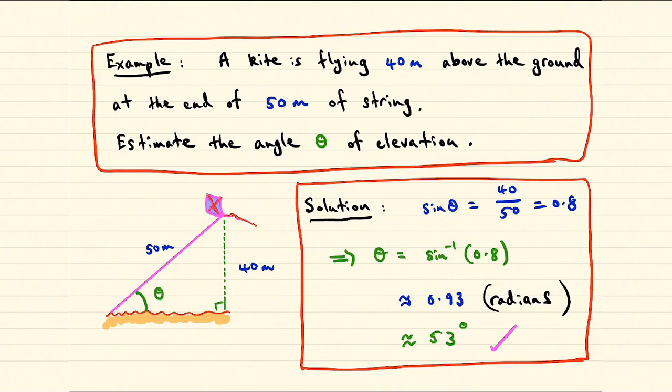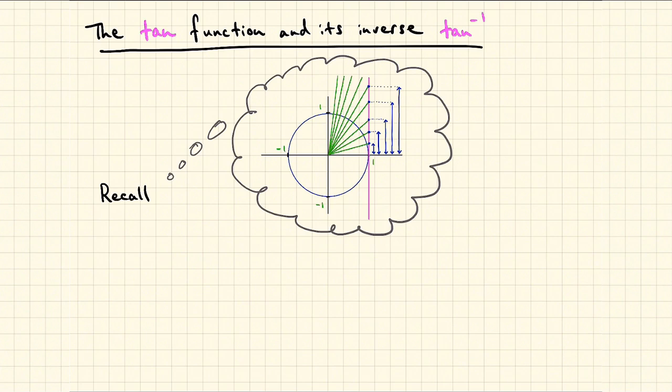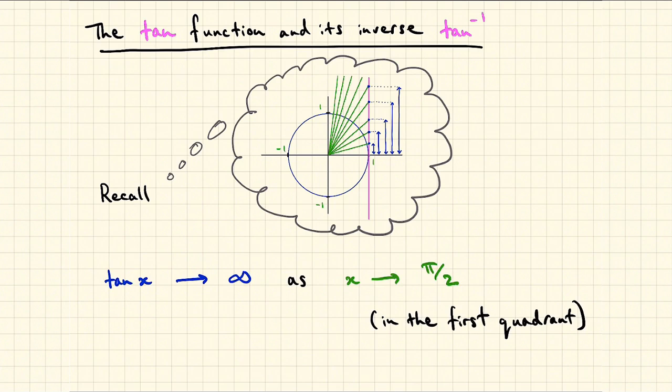The analysis for inverting the fragment of the cosine curve is similar and explained in the notes. I'd like to spend the remaining time discussing the inverse tan function, which plays a central role later in integral calculus. You might recall from the last video that tan of x heads off towards infinity as x moves towards pi on 2, or 90 degrees, in the first quadrant of the unit circle.